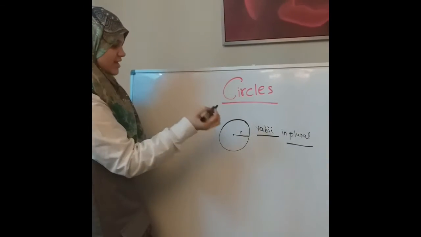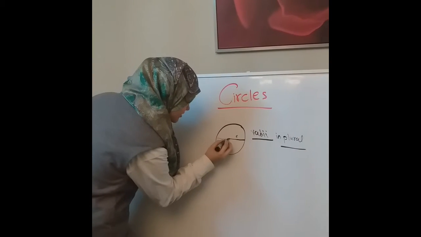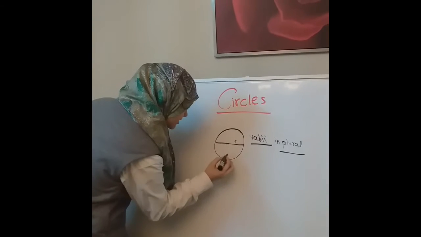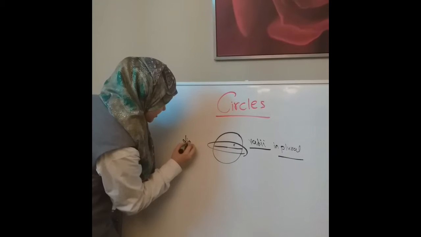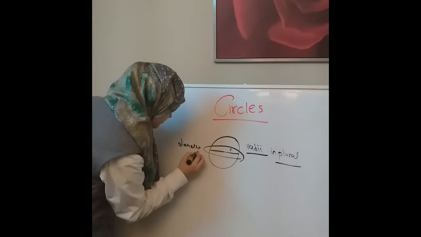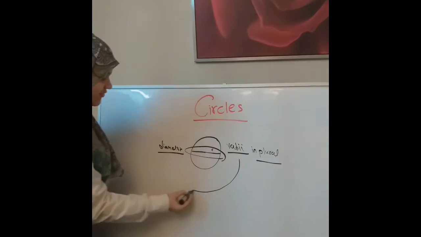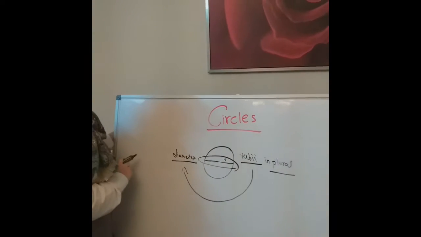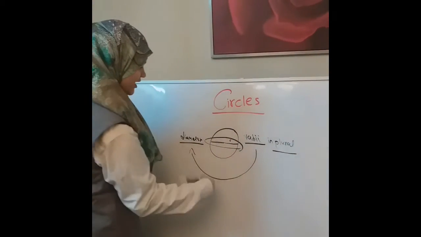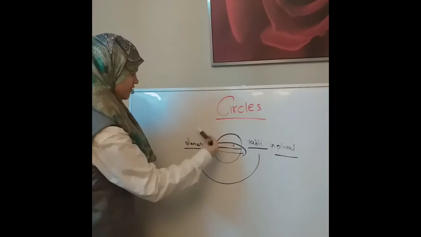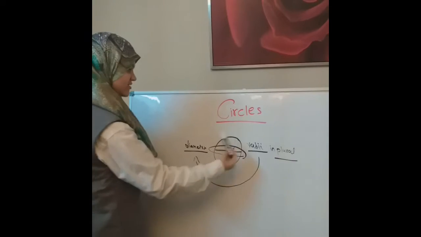But when you complete the line through the center, this line is the diameter. That means the radius is half of the diameter. This is the first thing to know about radii and diameter. The radius is half of the diameter, and the diameter is the whole, or twice the radius.